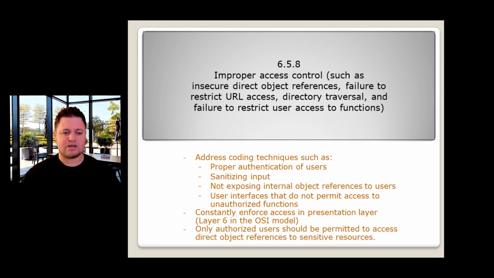Not exposing internal object references to users, interfaces that do not permit access to unauthorized functions. Constantly enforce access at the presentation layer, which is layer 6 of the OSI model. Only authorized users should be permitted to access direct objects. Basically, I just said all that.